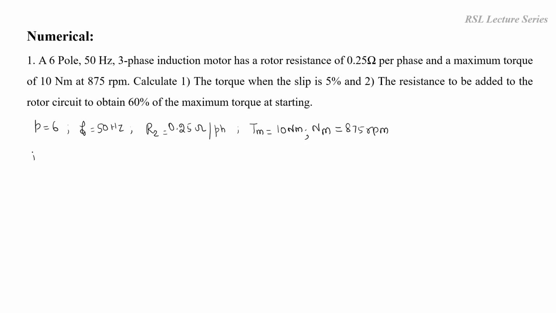First, what we have to find out is the torque when the slip is 5%. Let this torque be T1 and the slip be 5%. 5% means 5 by 100, which is equal to 0.05. Now we have to find the value of T1. We have already derived the torque ratios, so now we'll write the formula for T1.